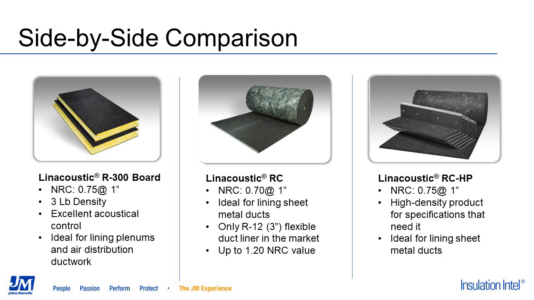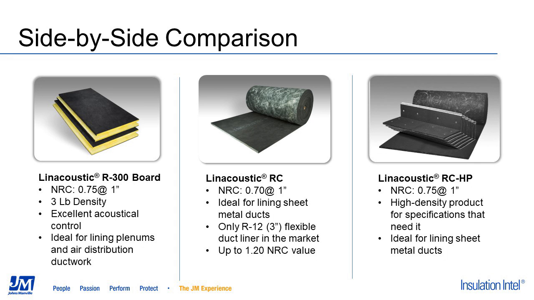Next, we'll look at Line Acoustic RC and RCHP. These products are virtually identical, with the exception that the RCHP is slightly higher density and only comes in 1 inch thick. You can see that at 1 inch, this greater density has marginal positive impact on the NRC value. I'll speak to thickness versus density a little later in the slide, but this increase in NRC value will not be detectable by the human ear.